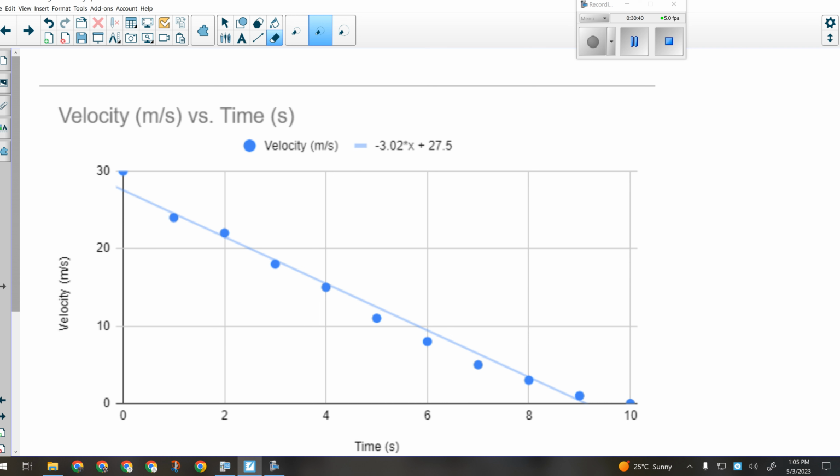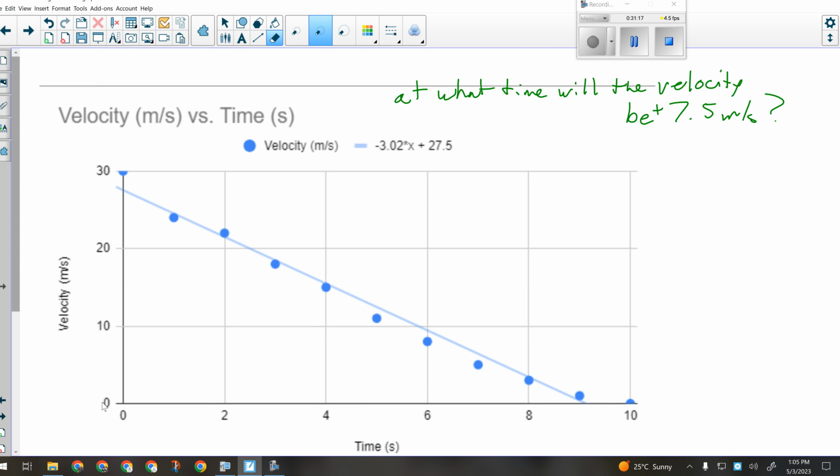Okay. All right, I want you to calculate this one. According to this graph, at what time will the object's velocity be 7.5 meters per second? Okay, I can't read that off the graph. There's a point at 7, but there isn't a point at 7.5. Okay, so I've got to calculate. When is the object going positive 7.5 meters per second? Which axis is time on? X. So I'm solving for x when y is positive 7.5.